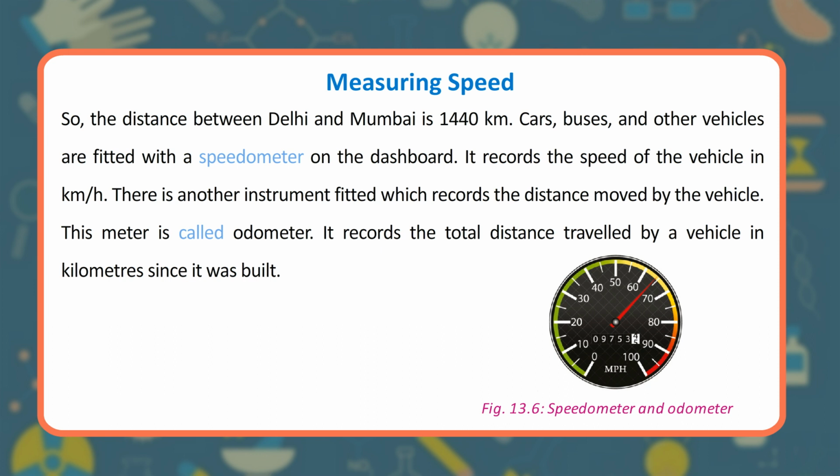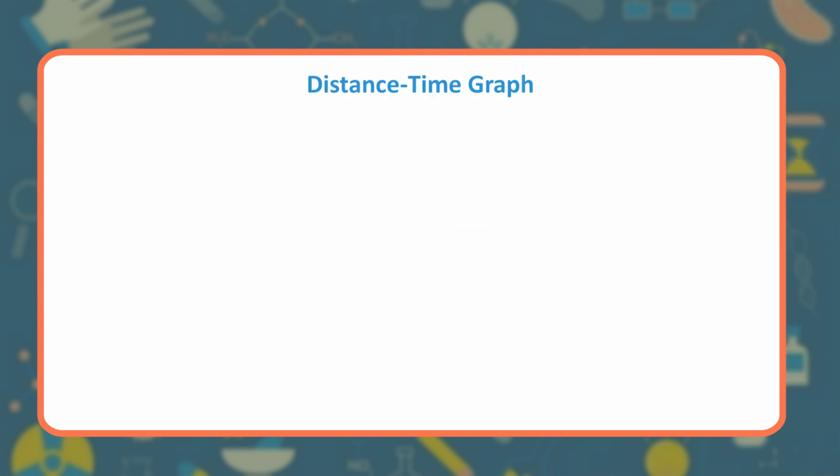Cars, buses, and other vehicles are fitted with a speedometer on the dashboard. It records the speed of the vehicle in km per hour. There is another instrument fitted which records the distance moved by the vehicle. This meter is called odometer. It records the total distance traveled by a vehicle in kilometers since it was built.